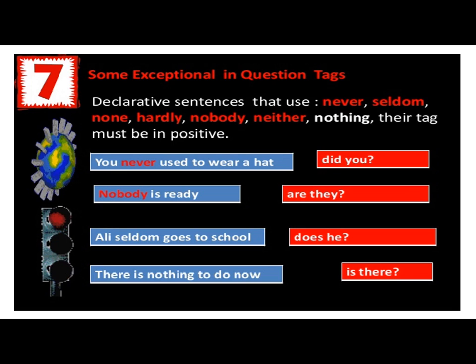Seventh rule: some exceptions in question tags. Declarative sentences that use never, seldom, none, hardly, nobody, neither, nothing: their tag must be in the positive form. So whichever sentence consists of these words, never, seldom, none, hardly, we have to consider it as a negative statement. You never used to wear a hat, did you? Nobody is ready, are they? Ali seldom goes to school, does he? There is nothing to do now, is there?